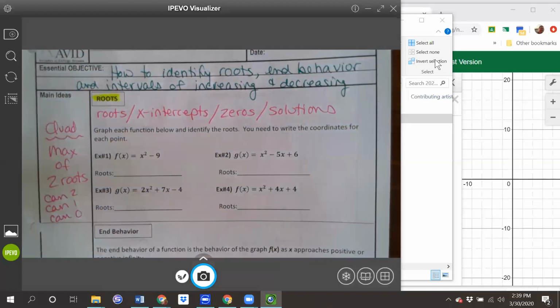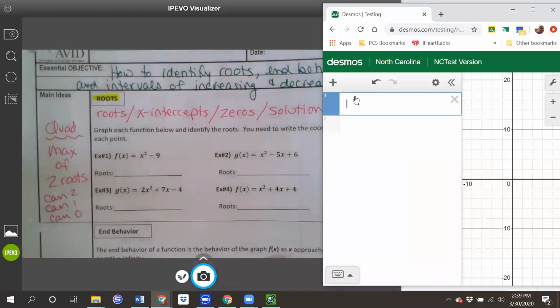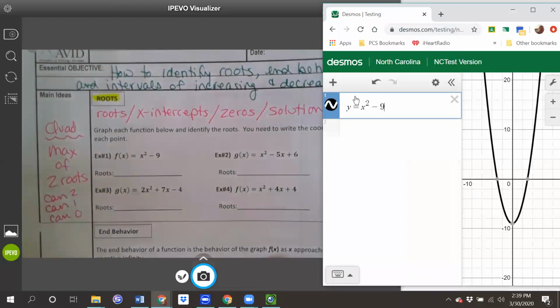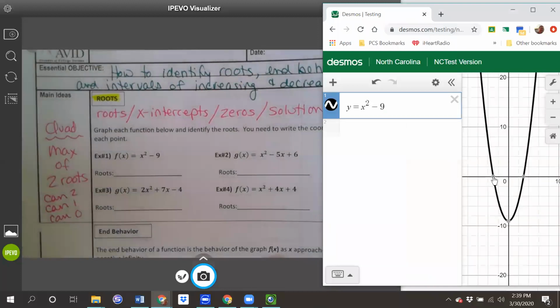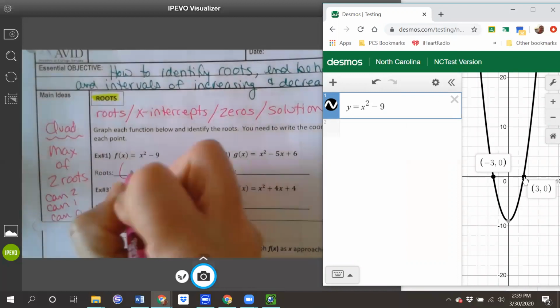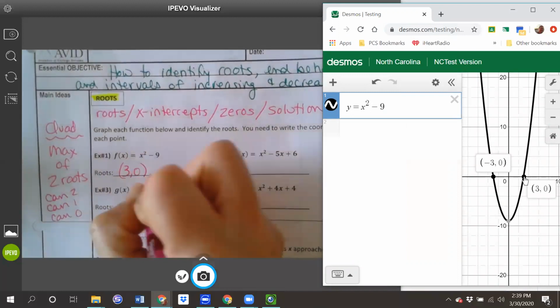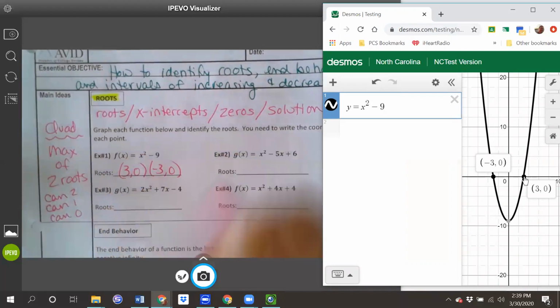All right, so it says graph each function below, identify the roots. You need to write the coordinates for each point. All right. So we'll hop, skip, and a jump over here. I've got y equals x squared minus 9. So I've got a root right here, and a root right here. So I have 2 of them located at (3, 0) and (-3, 0).